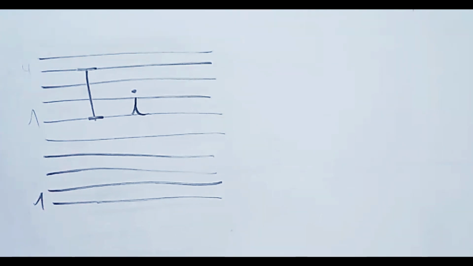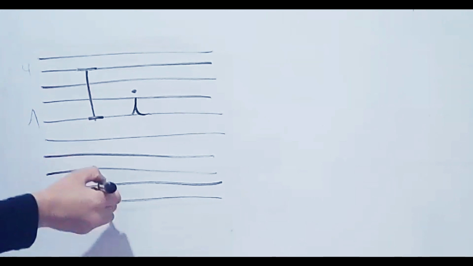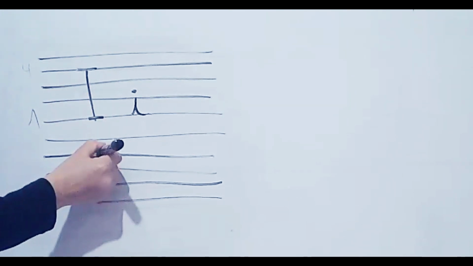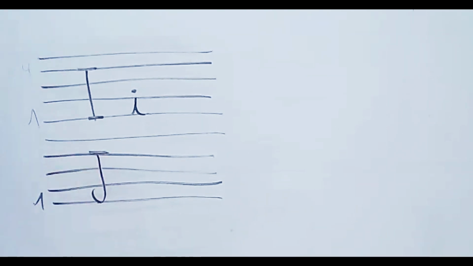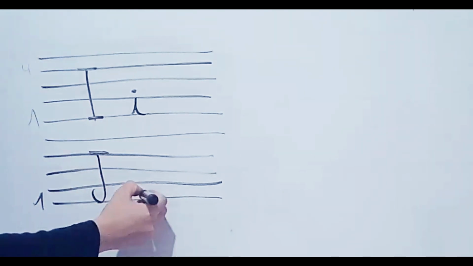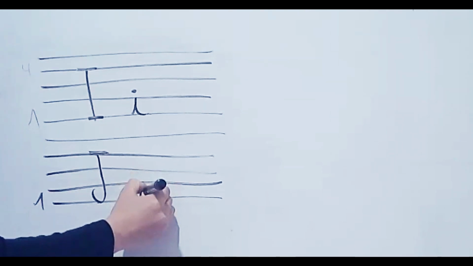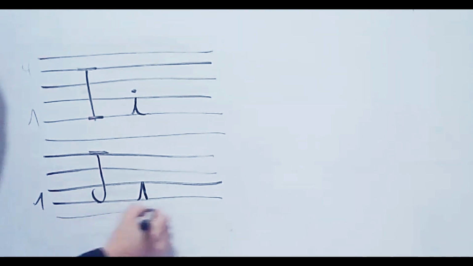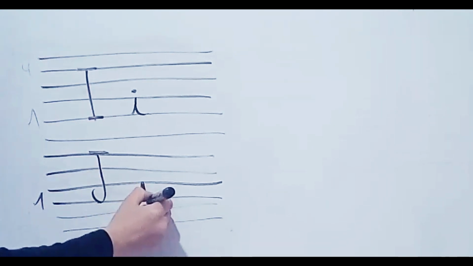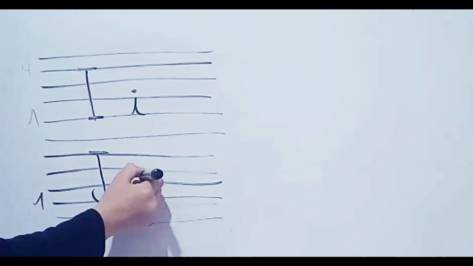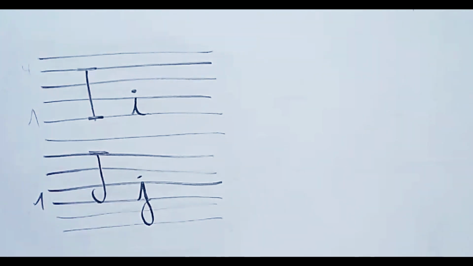Now number 10. So I, J. This is the capital letter J. Like this. The small letter J is like this. So let's draw 2 lines down, and this is the small letter G.